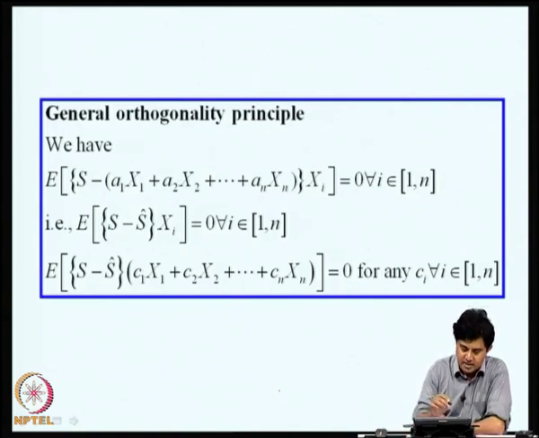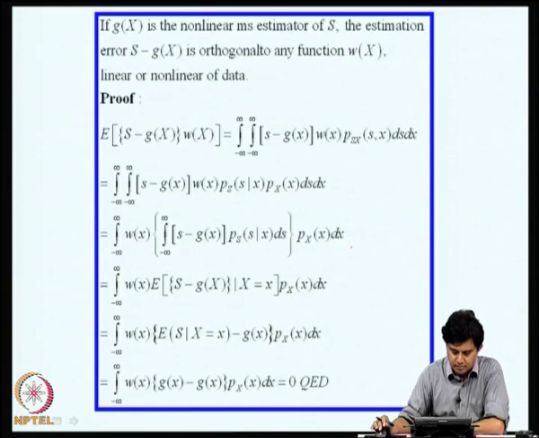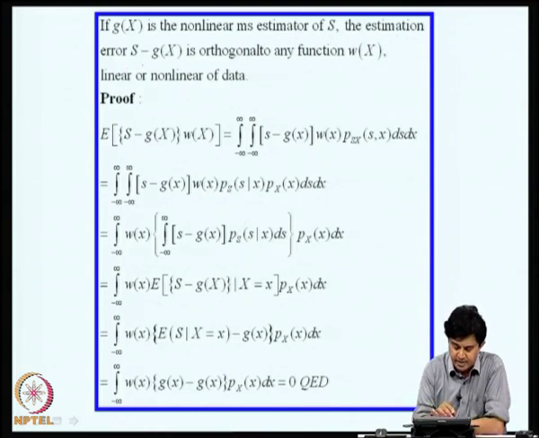The generalization of the orthogonality principle: we showed that the data is orthogonal to the error. We can also show that a linear combination of the data is orthogonal to the error. This also can be shown using the result that we have. Now this is a small exercise. If g of x is a nonlinear mean square estimator of S, the estimation error S minus g of x is orthogonal to any function w of x, linear or nonlinear, of the data.